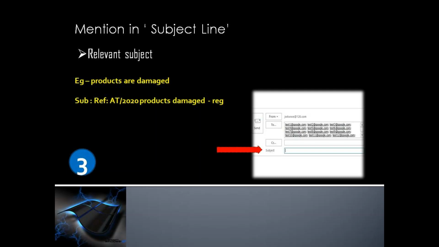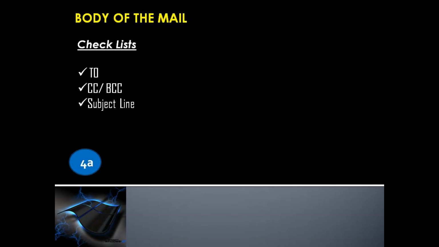Next is mentioning the subject line. You must type the relevant subject, that is relevant information, in the subject line. For example, say you received glassware products in a damaged condition from your service vendor. So how will you type in the subject line? Suppose you have any reference, like an invoice number or PO number or a work order number or whatever it is, mention it as it is. Here I have mentioned the reference number and stated that the product is damaged. Regarding, you must always end the subject line with regarding, in short form REG. Okay.